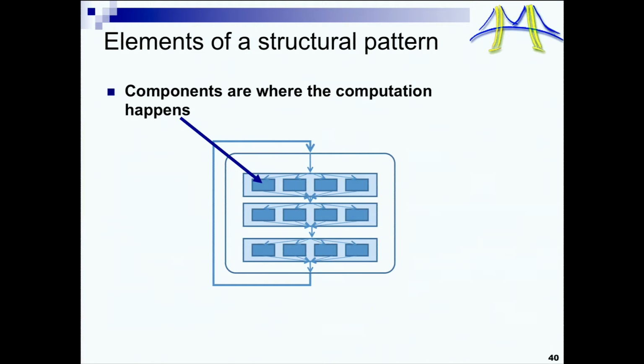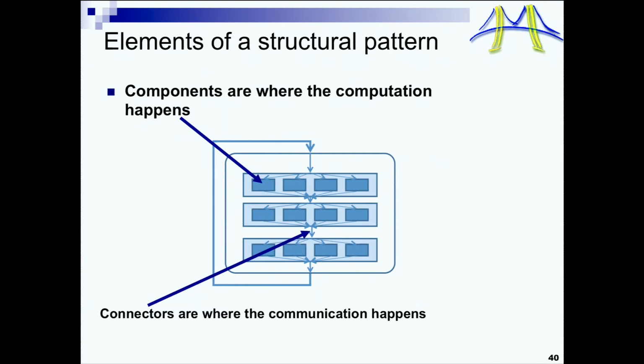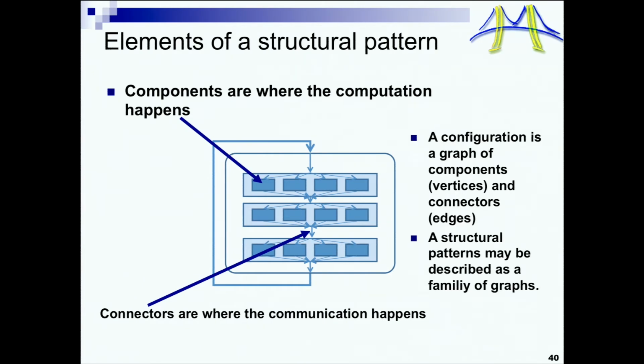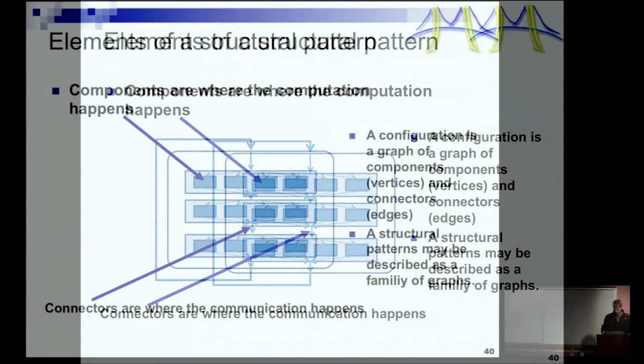So what is a structural pattern? Well, you can think of it like a graph, and it's composed of components, which are where computation happens, and connectors, where communication happens. So if you configure this graph with vertices and edges, then a structural pattern is not a specific graph, meaning it can have a lot of variation, but it's kind of a family of graphs. So you'll recognize it when you see it. Specific graphs correspond to specific structural patterns.